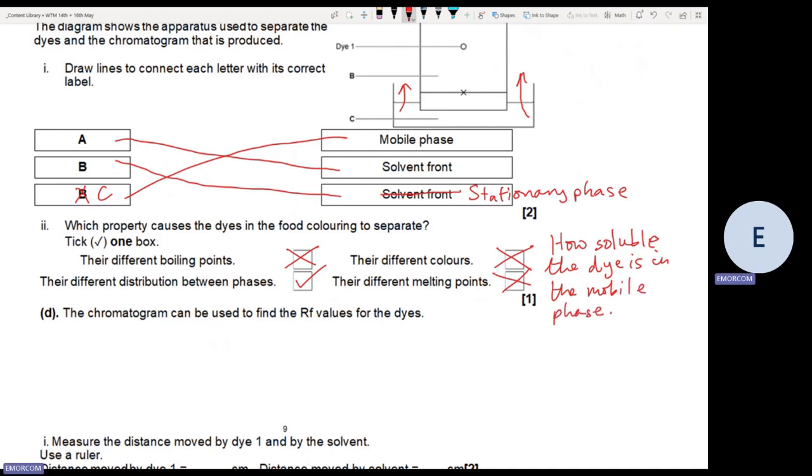So think about if you've got some felt tip pen and a biro, and you've drawn in felt tip pen and biro on the same piece of paper, and then you've dunked the paper in water, you notice that the felt tip pen spreads. That's because the dyes in felt tip pen are soluble in water, but the biro won't spread at all because the ink in biro is not water soluble.